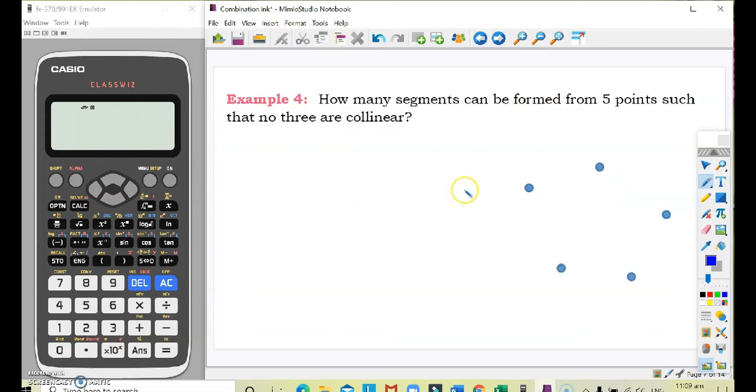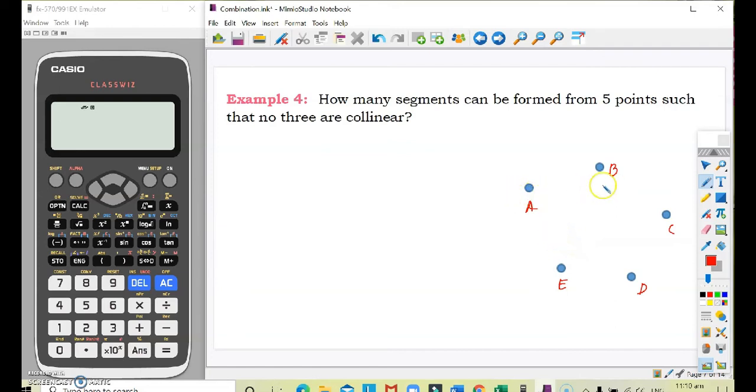Combination problems can also be applied to geometry. Let's analyze the problem first. How many segments can be formed from 5 points such that no 3 are collinear? Let's name these points first as A, B, C, D, and E. We know that a segment has 2 endpoints.